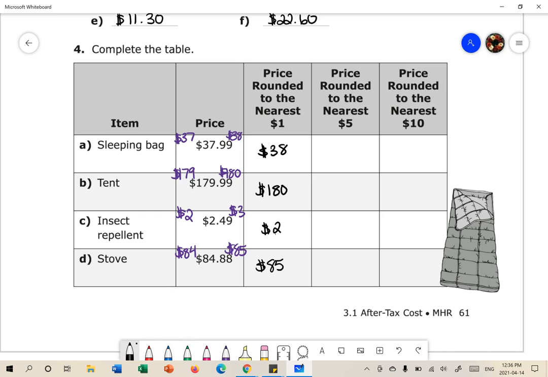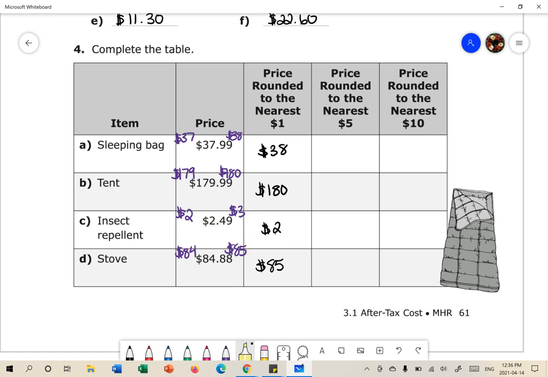Okay. Rounding a price that you see on a shelf to the nearest whole dollar will help you with calculating in your head after tax costs. It's easier to calculate $2 in your head than it is $2.49.